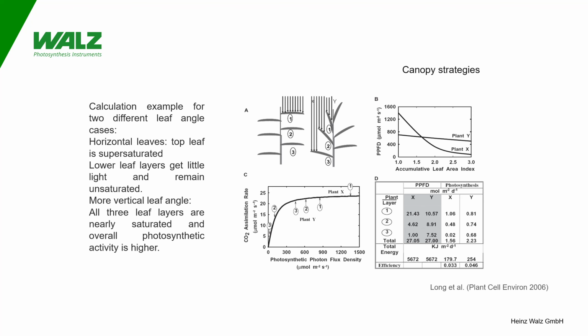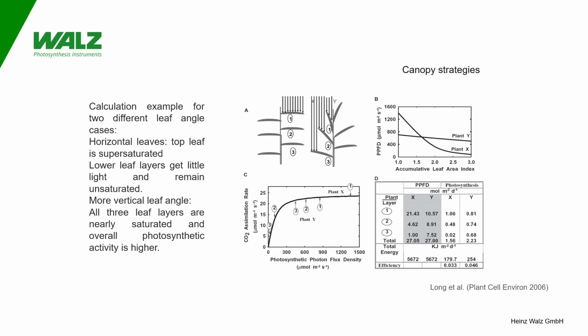To give an idea about the importance of light distribution over different layers of leaves, I took a model calculation from an article by Long and co-workers published in 2006 in Plant, Cell and Environment. The model calculation compares 2 cases, horizontal leaves versus leaves placed under an angle.